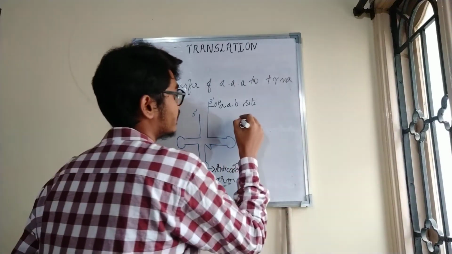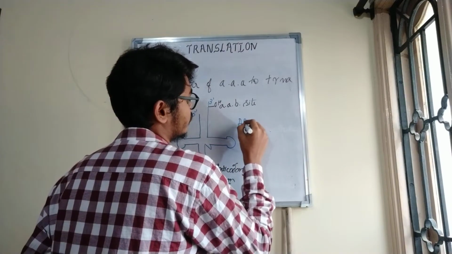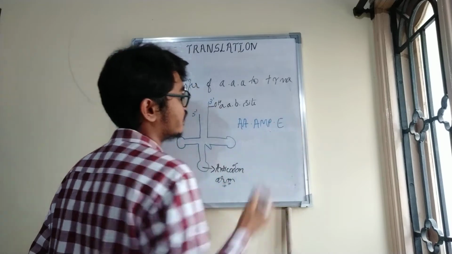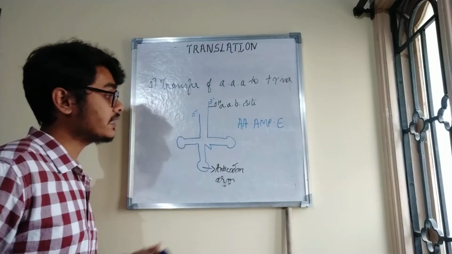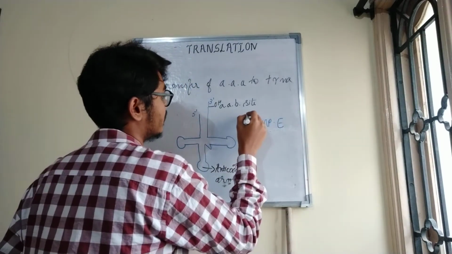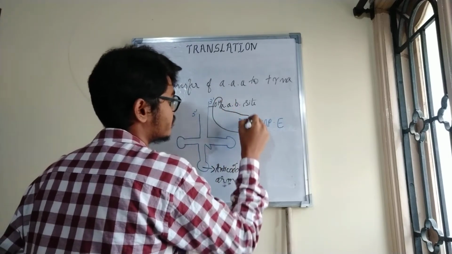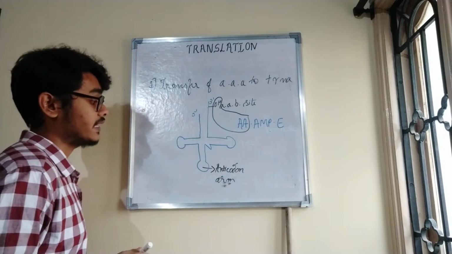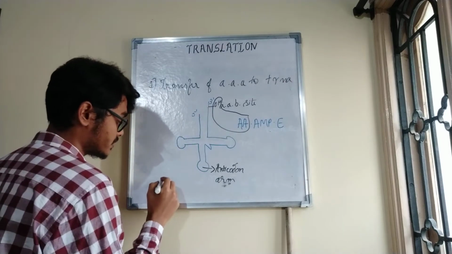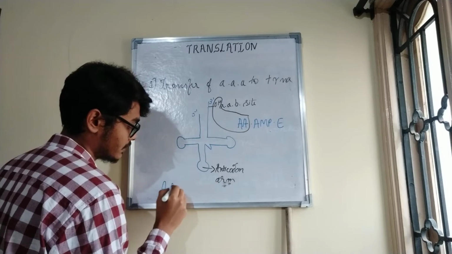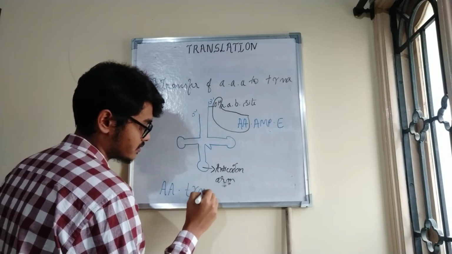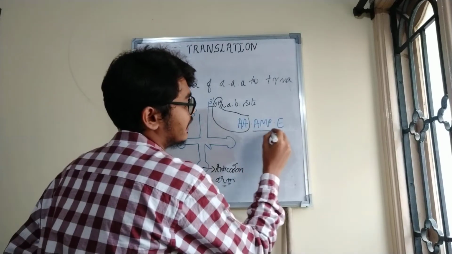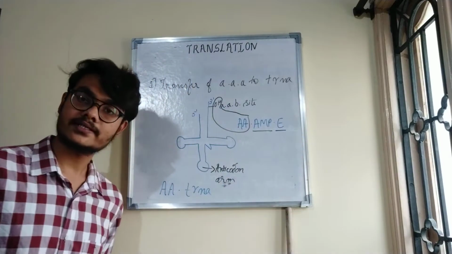What is our complex? It was amino acid AMP enzyme, right? What happens? The activated amino acid binds with this. So now the tRNA is with the activated amino acid. So it is AA tRNA. This is the complex. And this AMP and enzyme, they are set free.